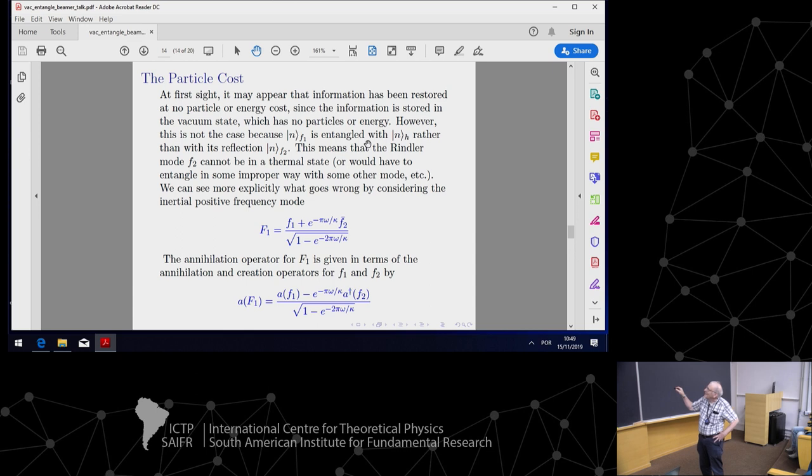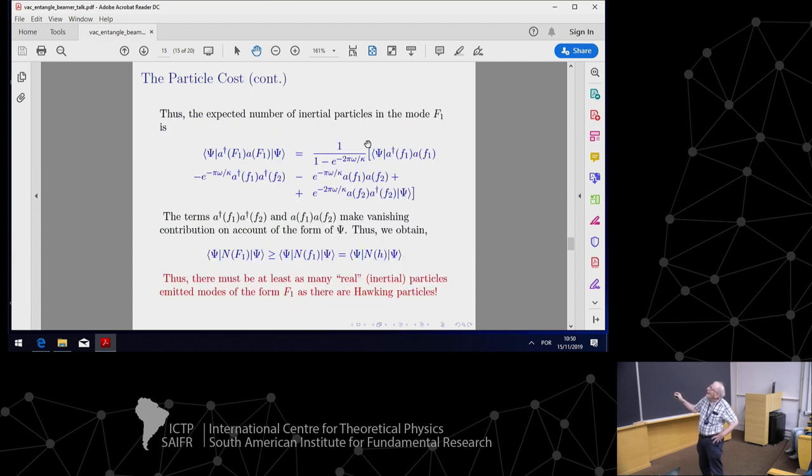If I now construct the inertial positive frequency mode based on the Milne mode that ended up entangled with the Hawking mode, and the mode that it was supposed to be entangled with, that Rindler mode. So this is a positive frequency inertial mode at scri plus, and I can ask how many inertial particles are going to come out in this mode. Well, this positive frequency relationship implies a Bogoliubov transformation, with this relationship between the Minkowski annihilation operator and the Milne and Rindler annihilation and creation operators. And we can just calculate the expected number of particles in the inertial mode F1.